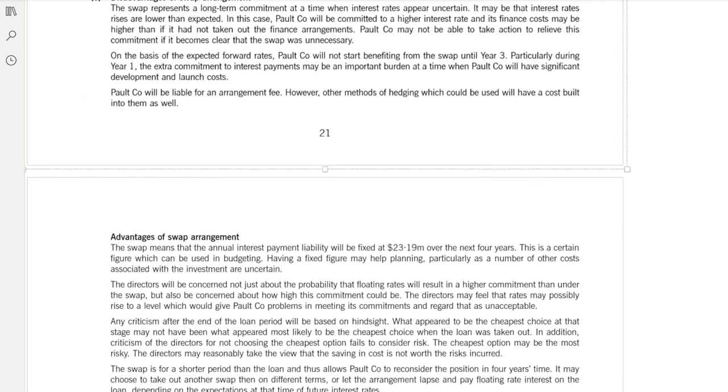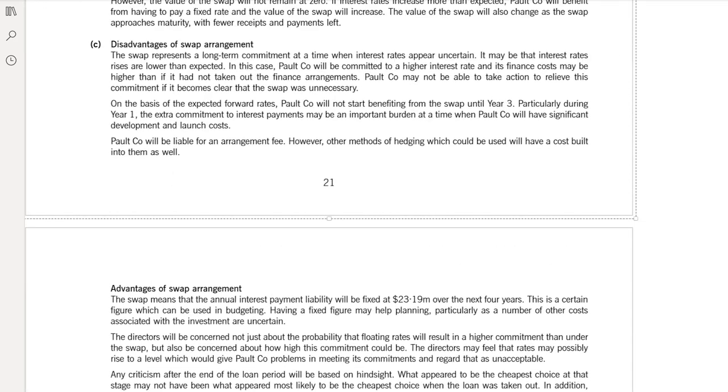So these are the disadvantages of the swaps. Swaps represent a long-term commitment at a time when interest rates appear uncertain. It may be that interest rate rises are lower than expected and you have locked your position at 5.79%, but interest rates, instead of increasing, start declining. In this case, Pault company will commit to a higher interest rate and its finance cost may be higher than if it had not taken out the loan, if it had not taken out the swap arrangement.